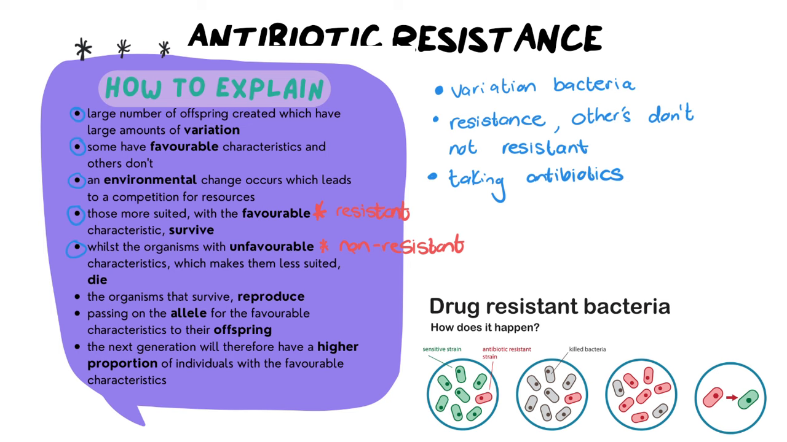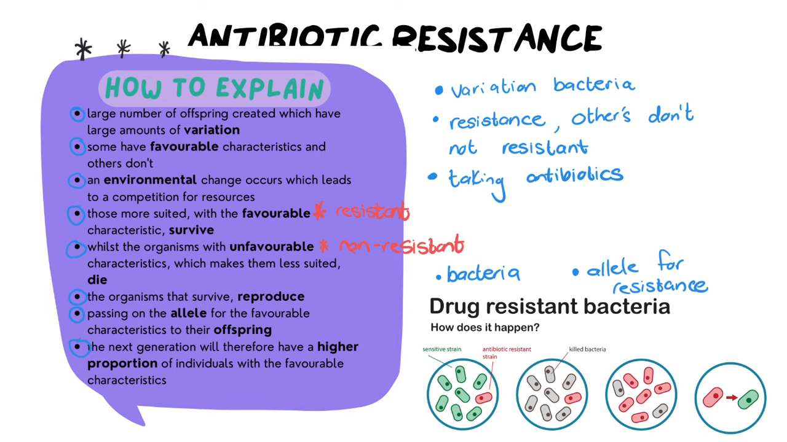The organisms, and now you can't just leave it as the organisms, you must say the bacteria. So I'm just going to write that on the side here. The bacteria that survive, reproduce, passing on the allele for the favorable characteristic. Now that's our next point, and you can't just leave it as that. You're going to have to substitute that the favorable allele is for resistance. So the allele for resistance is passed on to the offspring. And the last one you can kind of leave as is. The next generation will have a higher proportion of individuals with the favorable characteristic, or you could say individuals with the resistant characteristic.